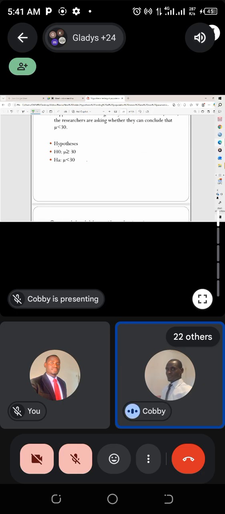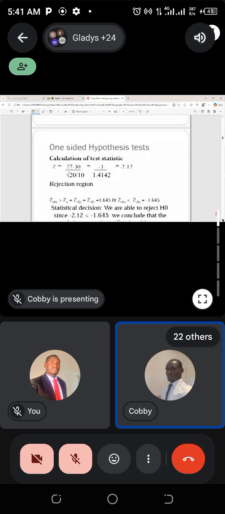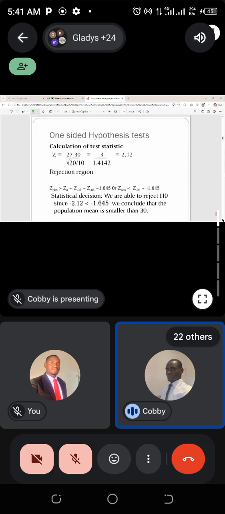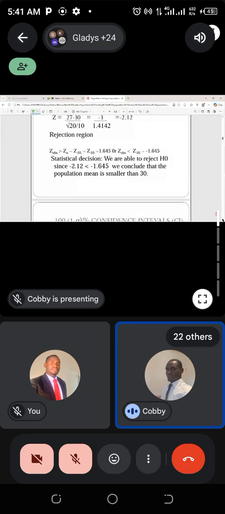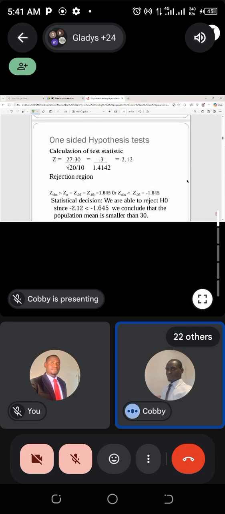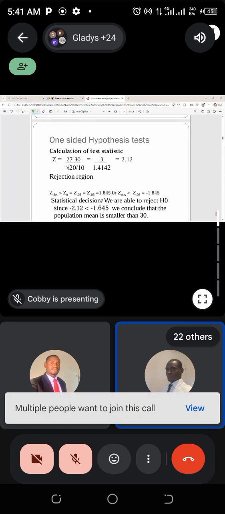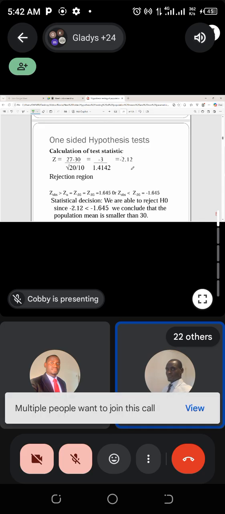Okay, I'm trying to move the screen. We do the calculation using the same formula. And here we are interested in one side. So this value that we have found after we have calculated is the same as the one that we have found. So we go to the rejection region.